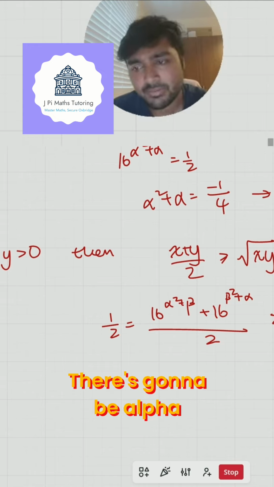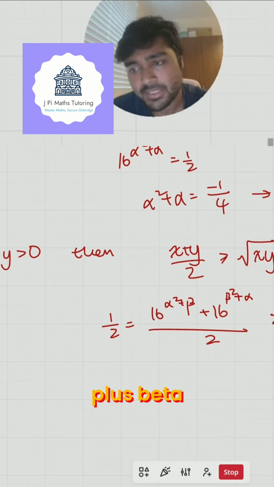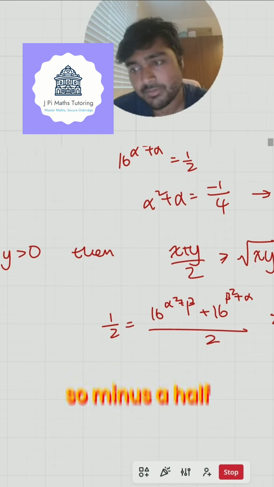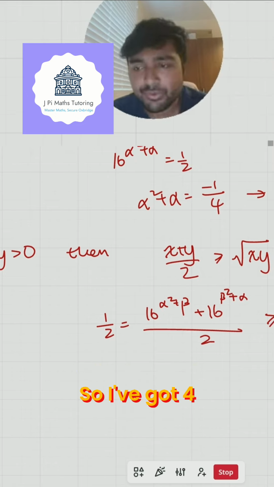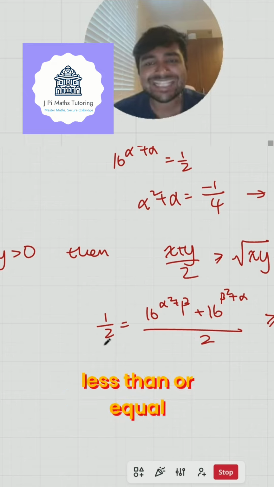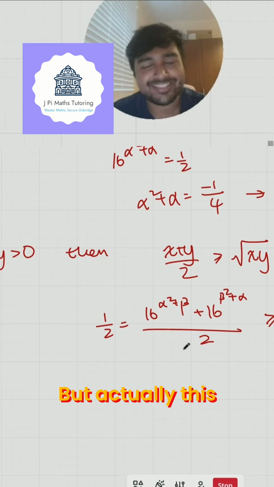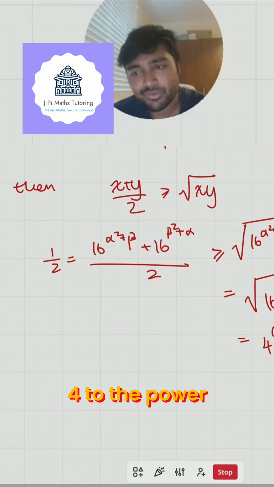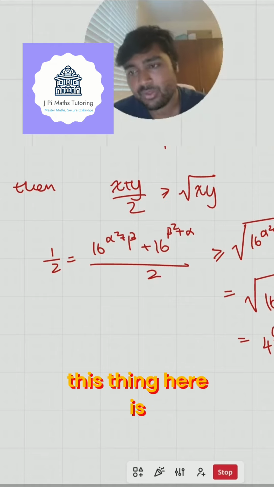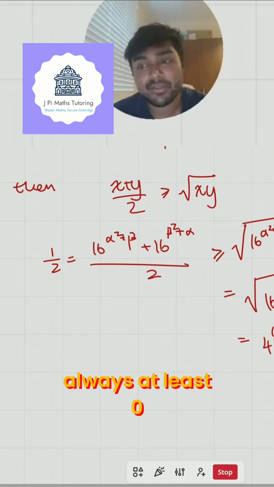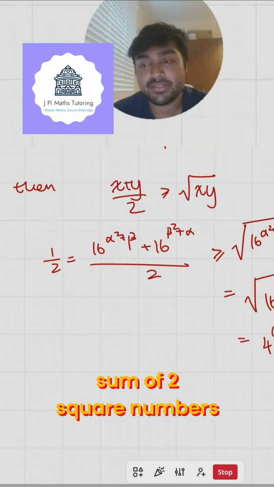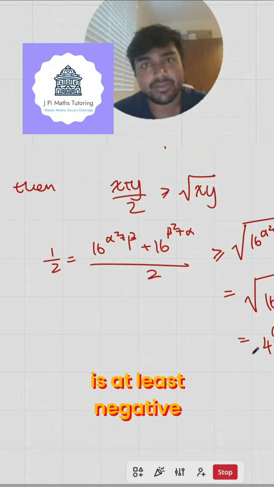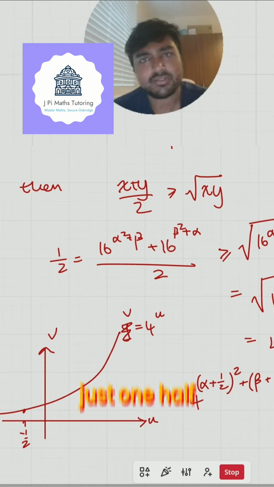It's going to be alpha plus a half squared plus beta plus a half squared minus a quarter, so minus a half, like so. So I've got 4 to this power is less than or equal to a half. Actually, we should notice something here, because this thing here is always at least 0, because it's the sum of two square numbers. And then I'm subtracting a half, so all in all, the power of 4 is at least negative a half. But 4 to the minus a half is just 1/2.